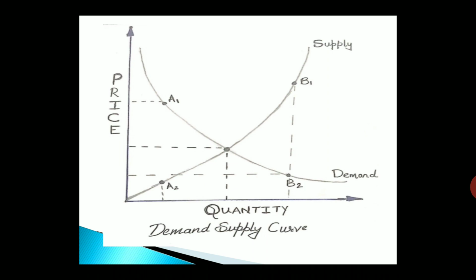Now I'll take a point B2 on the demand curve itself, which is lower as compared to A1. Further, I'll project the same point above on the supply curve. Now here, similarly, we can read the curve as we have done in the previous case for A1. Here the supply is quite high, demand is low. Quantity of production is high, price is low.